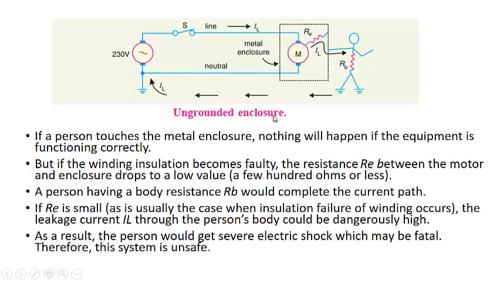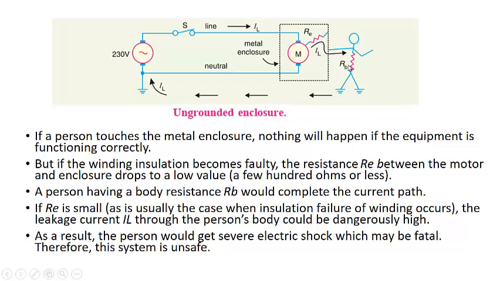So this is the one case in which we have the supply. This is the line, this is the switch, this is, let us say, an electrical motor. This is actually the fictitious resistance Re between the motor and its casing. In the normal case it is of the order of mega ohms or giga ohms. So that means this current will be zero.